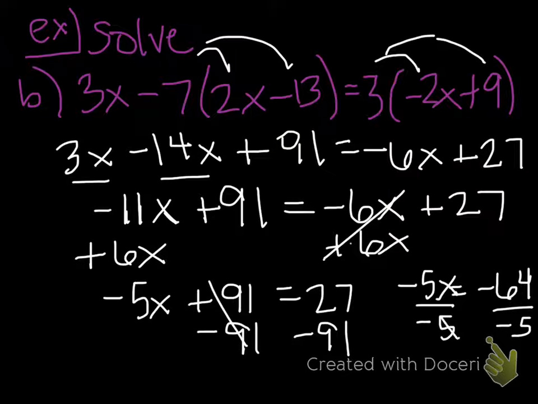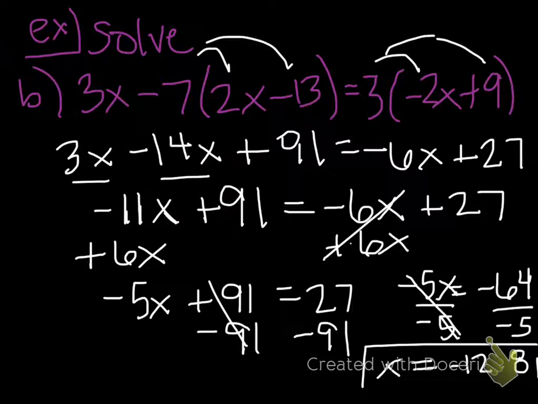This one won't divide evenly, and that's okay. You can either leave it as a fraction as 64 over 5, or if we divide it by 5, we could put it as a decimal, and that will be negative 12.8. So that would be solving algebraic equations. You have one variable and you get a numerical value.